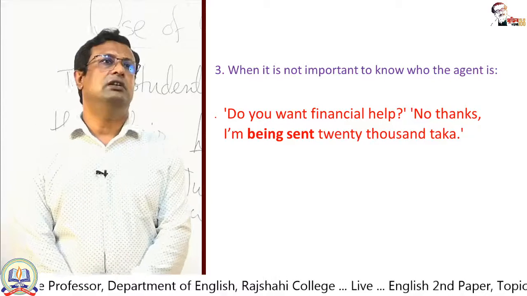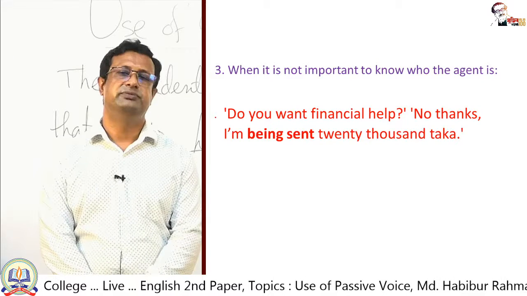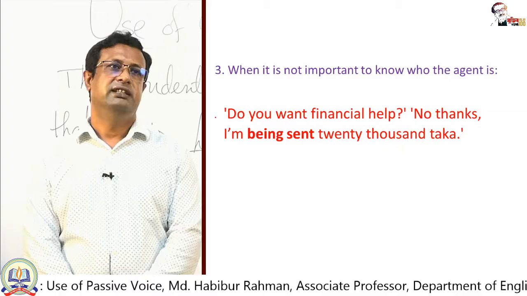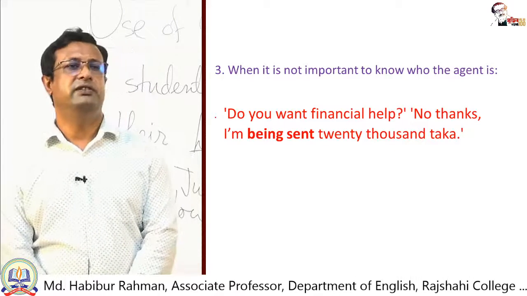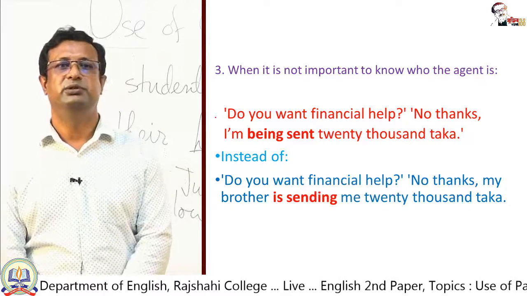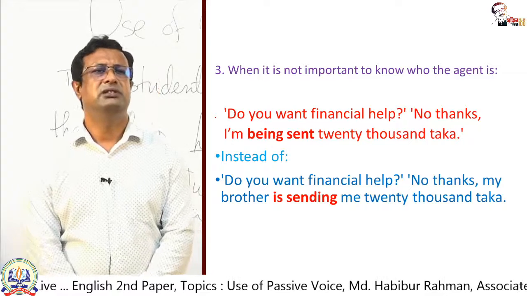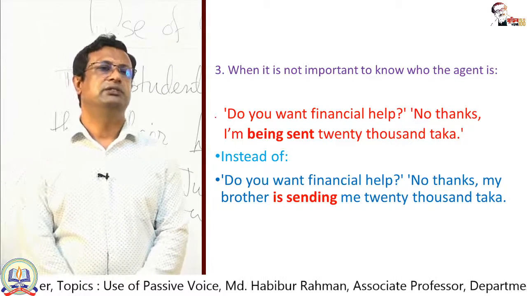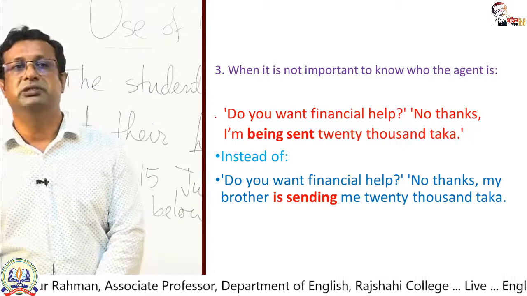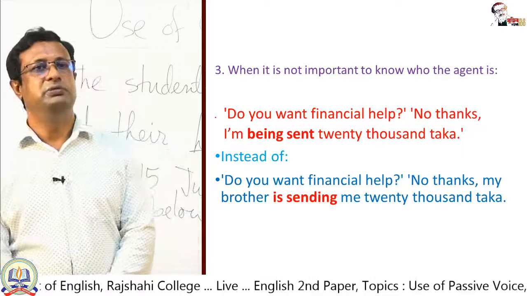So, the offer of financial help is denied because some person is sending 20,000 taka, and the identity of the sender is not necessary, and that is why instead of using this sentence, do you want financial help? No thanks, my brother is sending me 20,000 taka. Taka is sent by my brother, and my brother is not very necessary to mention, and the person does not want to mention his name. This is not necessary, this is not important. The important thing is financial help that is already achieved, that is going to be achieved.